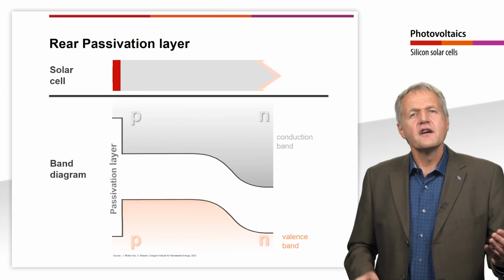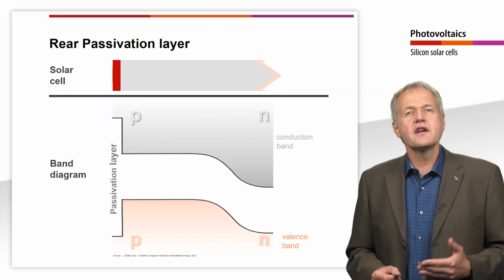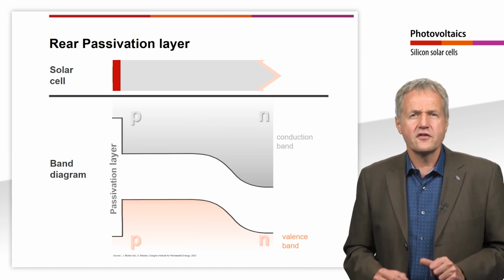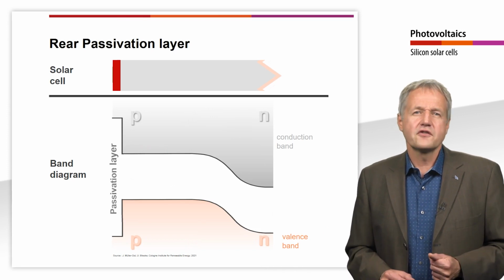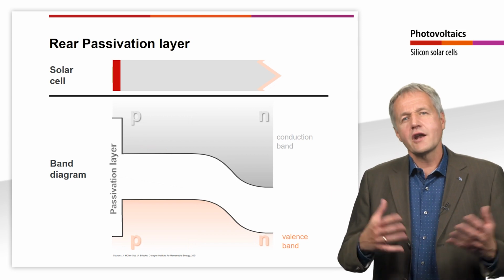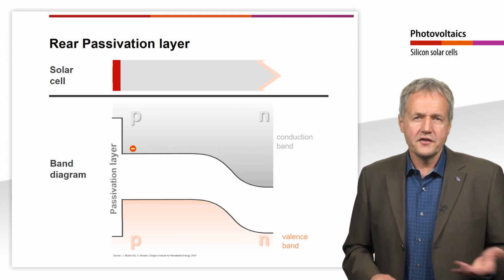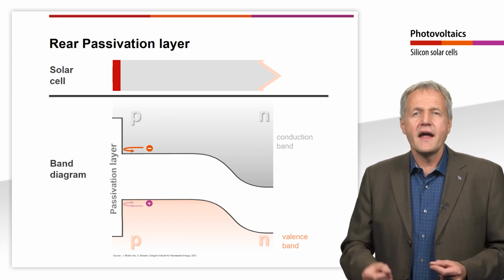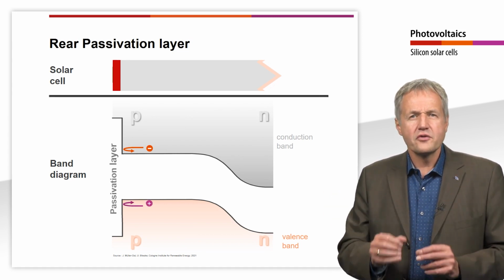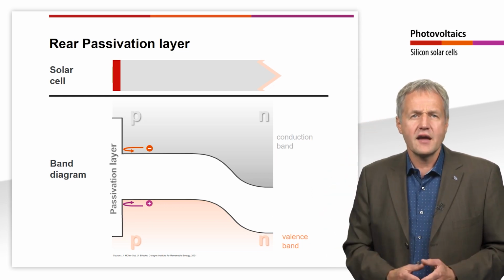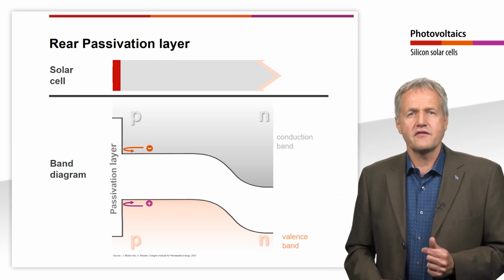More effective than a back surface field, however, is the use of a passivation layer that covers most of the surface of the back of today's solar cells. The mode of operation is analogous to that of the front side. The band diagram shows the bands in the p-doped silicon as well as the bands of a very high band gap of the insulating passivation layer.